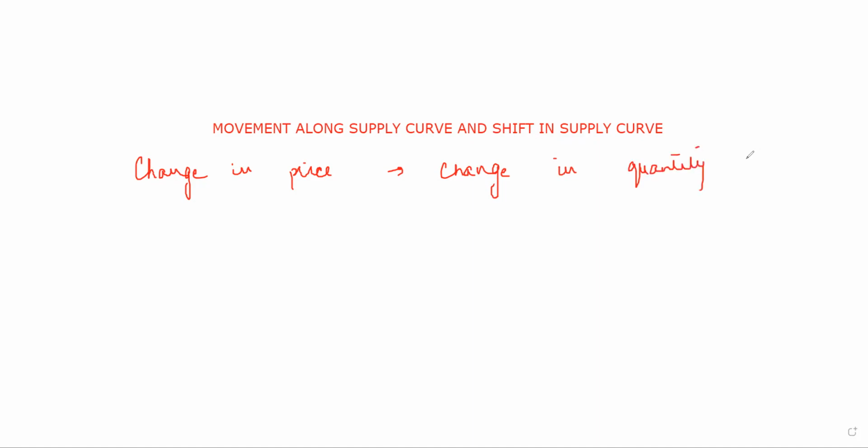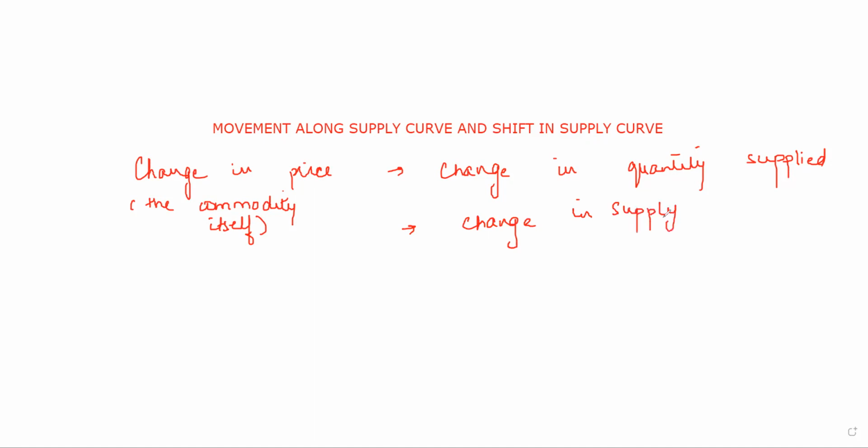We already saw this. And we also saw that this price has to be of the commodity itself. However, if there is any other factor because of which supply changes, then we term it as change in supply. For example, if there is a change in the state of technology, change in number of firms, or a change in the cost of factors of production, then we say that the supply has changed because of this particular change.